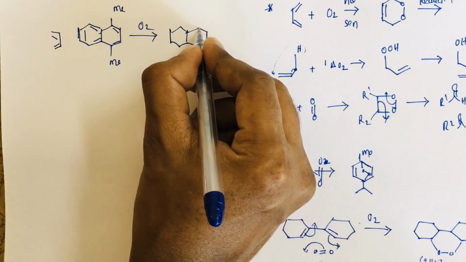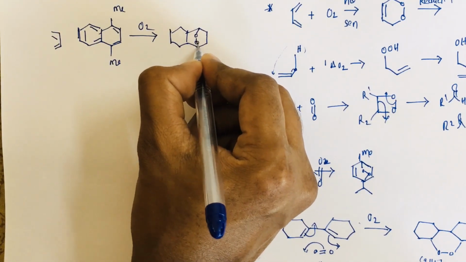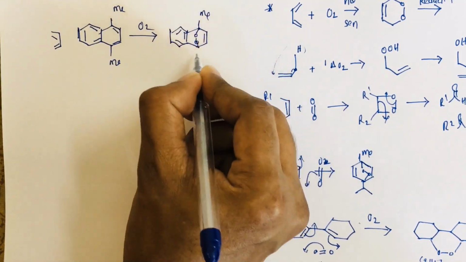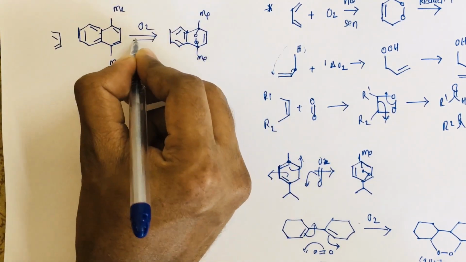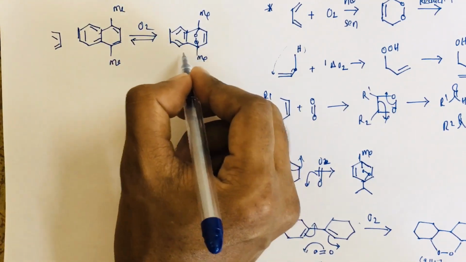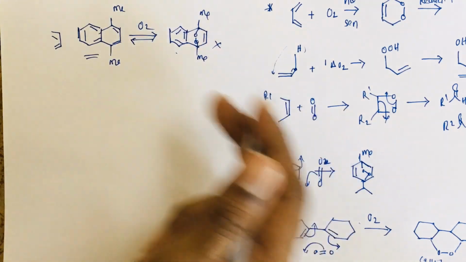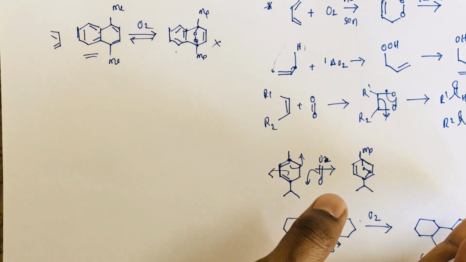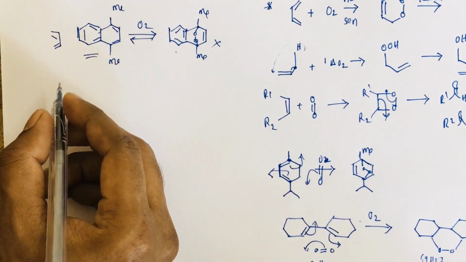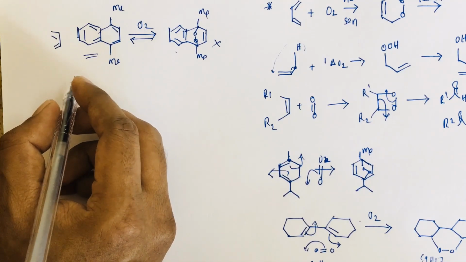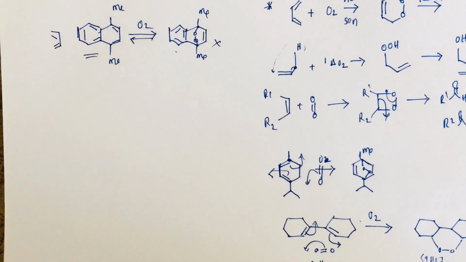So why is it reversible? This is a reversible reaction because this is not an aromatic compound, but this is an aromatic compound. Because of that reason, this is a reversible reaction. Similarly, these are some examples we have for photo oxidations.